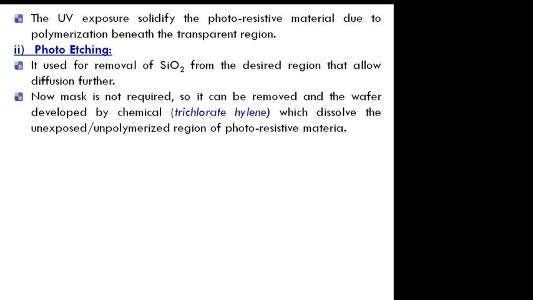The second part of the photolithography technique is photo etching. In photo etching, we are expected to remove the SiO2 or silicon oxide layer. We can remove only that SiO2 layer which is beneath the dark region of the mask.